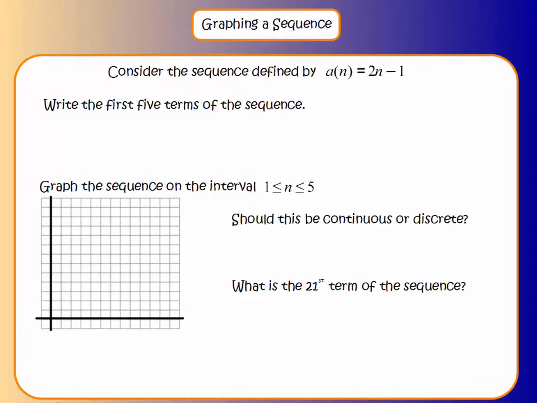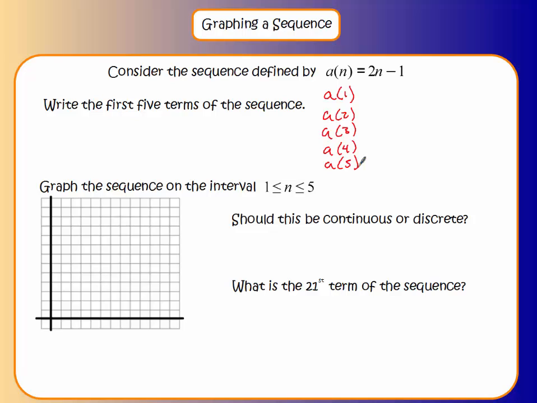All right, so what about graphing a sequence? Let's consider the sequence defined by A sub n equals 2n minus 1, or A of n equals 2n minus 1. If we want to write the first 5 terms of this sequence, we would look for A of 1, A of 2, A of 3, A of 4, and A of 5.